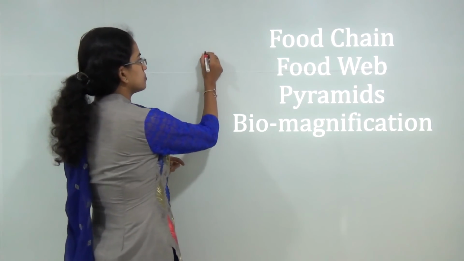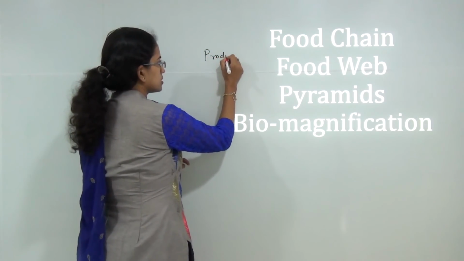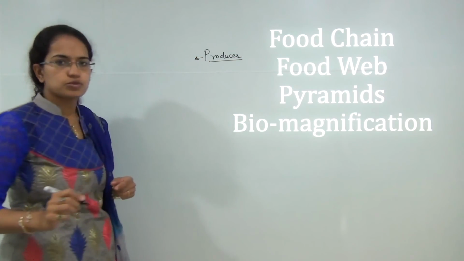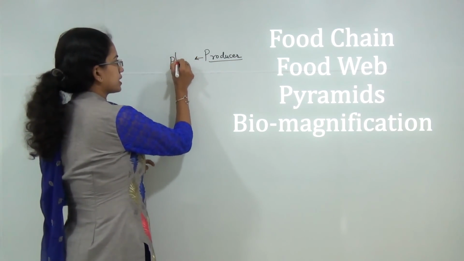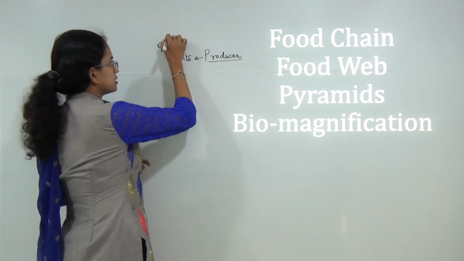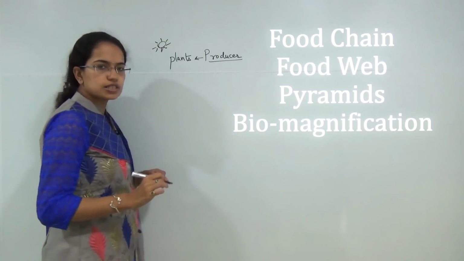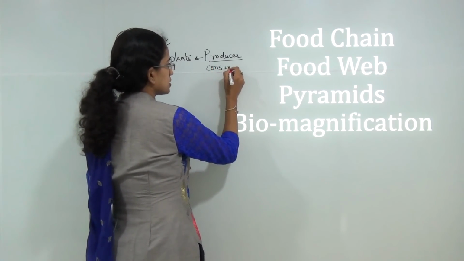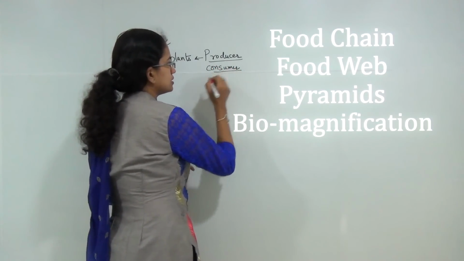First is producer. So a producer is one that produces food. The best example I can say are green plants. In the presence of sunlight, by the process of photosynthesis, they produce food. The next is consumer. Consumers are those who consume food.